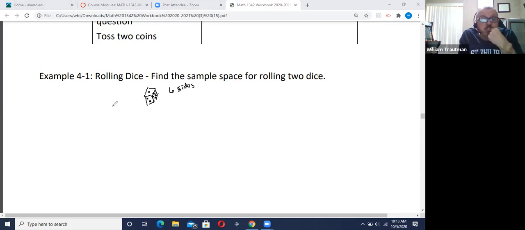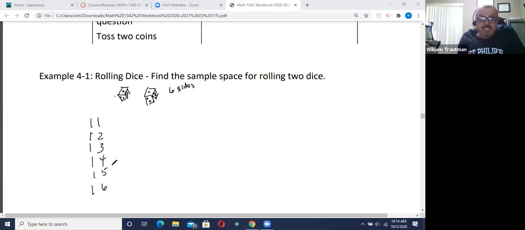So if we have 2 of them, 2 dice, we want to list all the outcomes. Well, I could roll a 1 and a 1. I could roll a 1 and a 2, a 1 and a 3, a 1 and a 4, a 1 and a 5, and a 1 and a 6. There are no 7s on a dice. This is the first dice, and this is the second one. Then I could roll a 2 and a 1, 2 and a 2, 2 and a 3, 2 and a 4, 2 and a 5, and 2 and a 6.